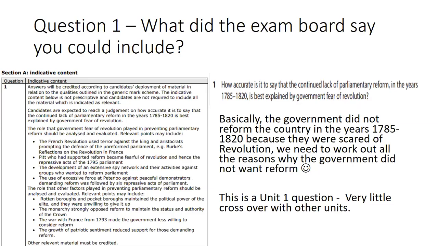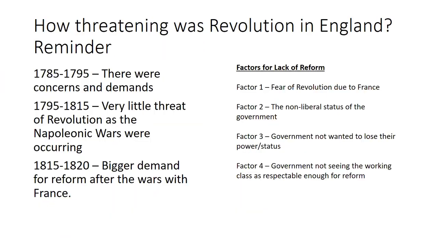We know that the first attempt at reform was in 1832 with the Great Reform Act. We need to have this understanding of why the government did not go ahead with reform in the years 1785 to 1820. And the focus of the question is the fear of revolution. So a bit of contextual understanding is how threatening was revolution in England.